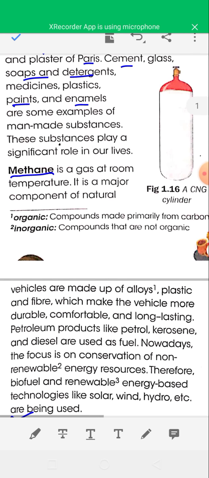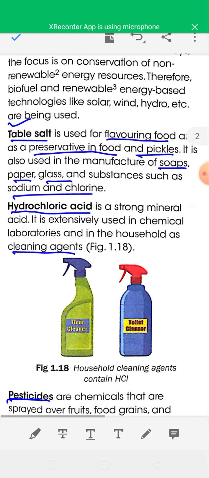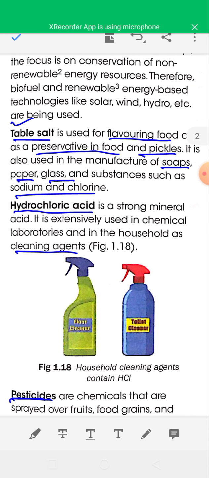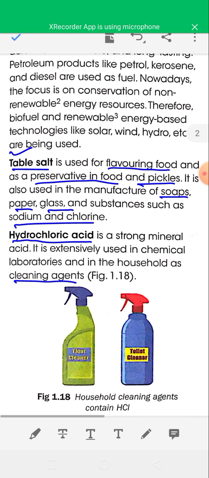The next chemical compound is table salt. Table salt is used for flavoring food and as a preservative of food and pickles. A good example of a food preservative is table salt, and it is also used in the manufacture of soap, paper, glass and substances such as sodium and chlorine.